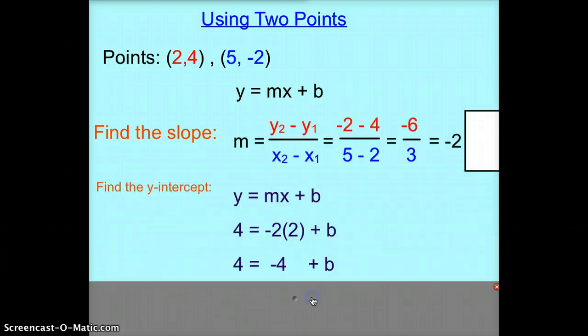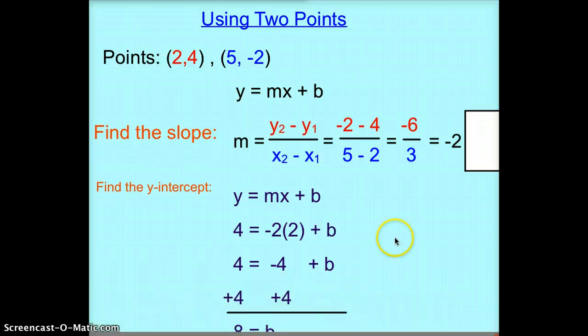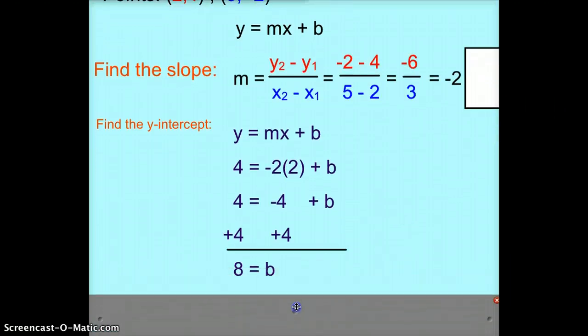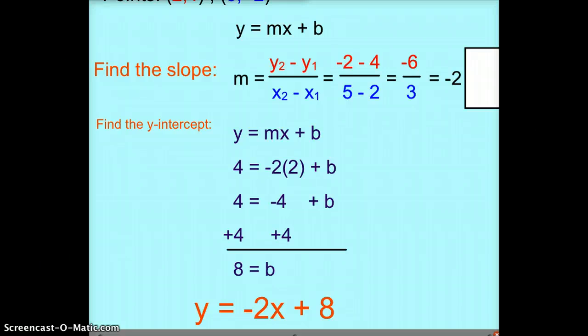Negative 2 times 2 is negative 4, so I have 4 equals negative 4 plus b. I'm going to add 4 to both sides, and I get that b is equal to 8. Now I know my slope, I know my y-intercept, I can write my equation. My final equation is going to be y equals negative 2x plus 8. We found the slope by using the slope formula and our 2 points, and we found the y-intercept by using our slope and plugging in one of our points.